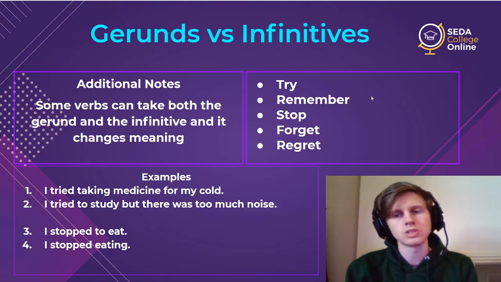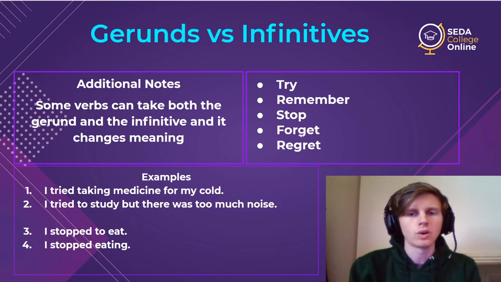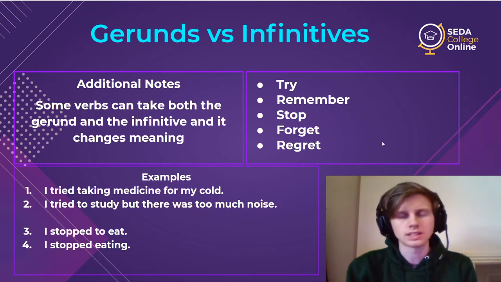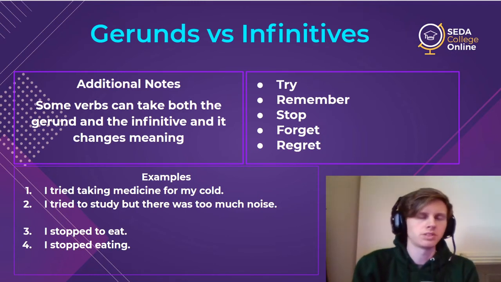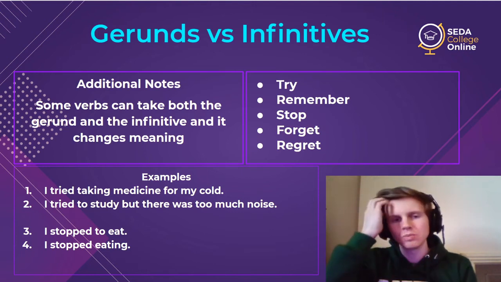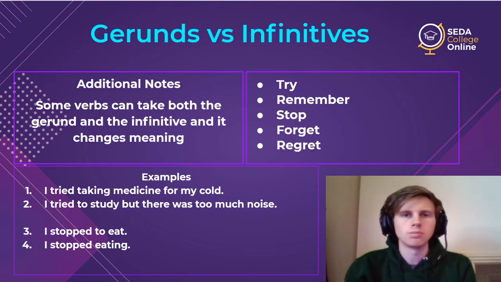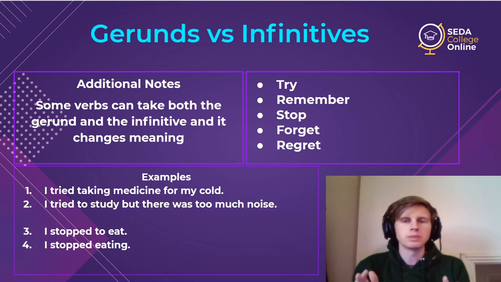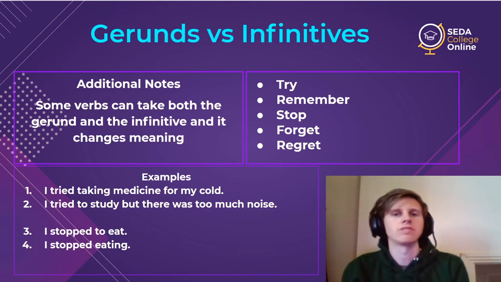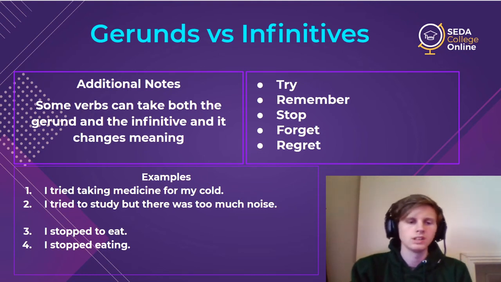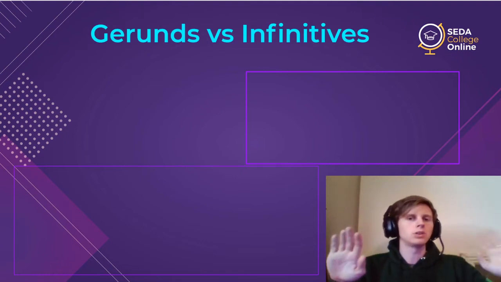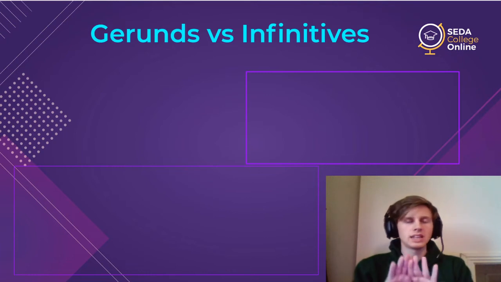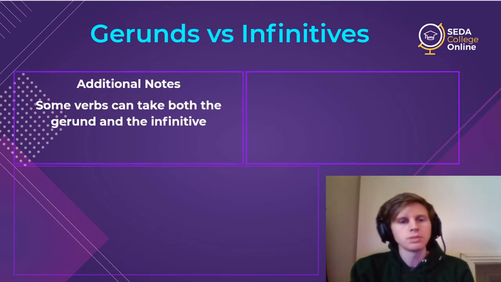Like I remembered to do something versus I remembered doing, or I forgot to do something versus I forgot doing something. There's a very small group of verbs that take both the infinitive and the gerund. So I recommend looking at these verbs specifically to begin to learn the difference of the gerund or the infinitive for each one. On the other hand, some can only take one, some can only take the other, and some can take both and then it makes no difference.